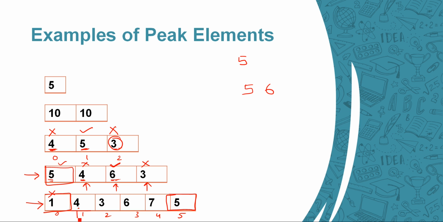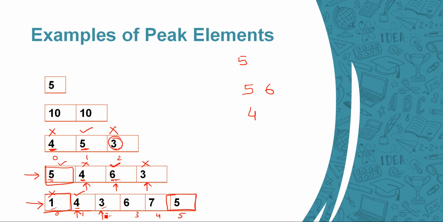Now let's move on to our next element, which is 4. As we can clearly see here, 4 is not smaller than 1 nor 3, right? Which basically means 4 should be greater than or equal to its neighbors. So in this case it is greater than its neighbors, right? So this is our peak element. So in this case 4 will be printed.